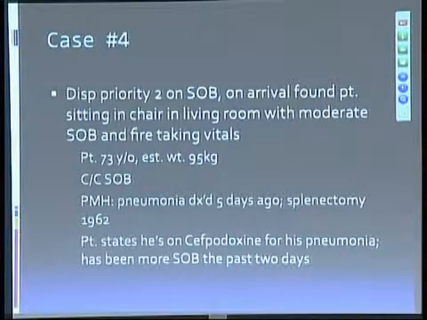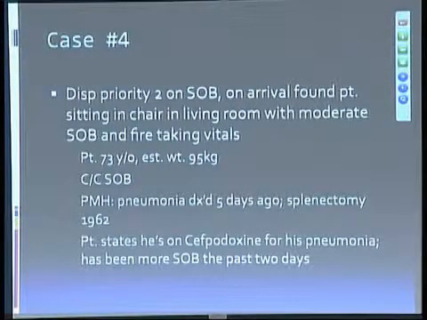Okay, last case. Short of breath, patient sitting in a chair in the living room, moderate shortness of breath and fire taking vitals, 73-year-old, shortness of breath, past history of pneumonia, diagnosed 5 days ago, past history of splenectomy in 1962. Is that important?